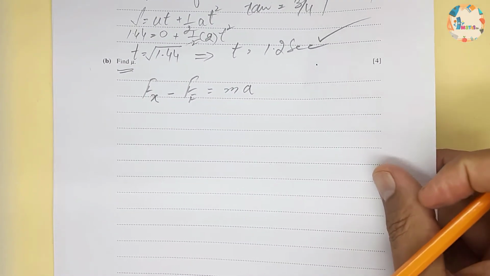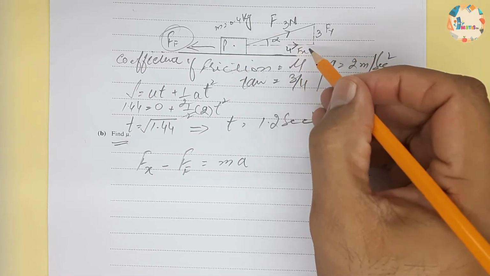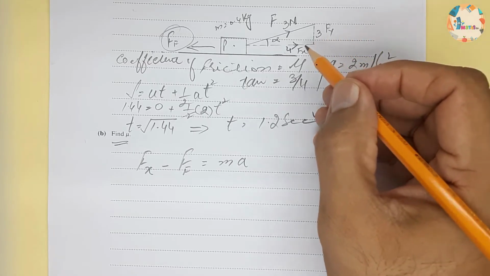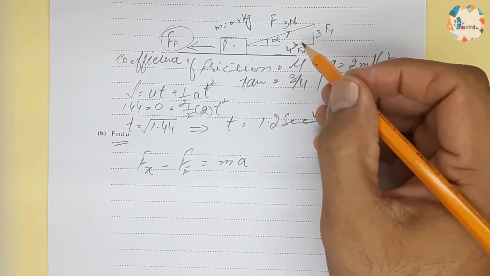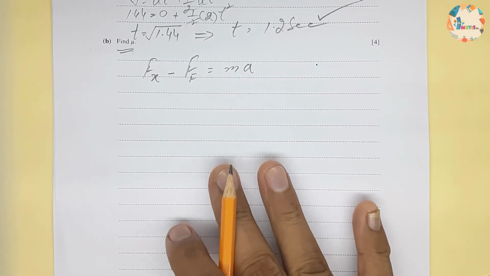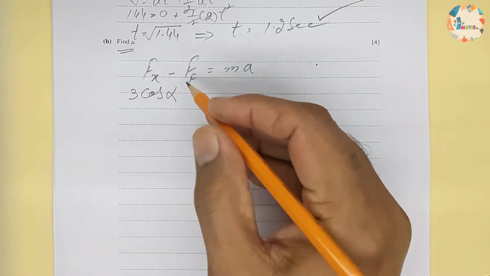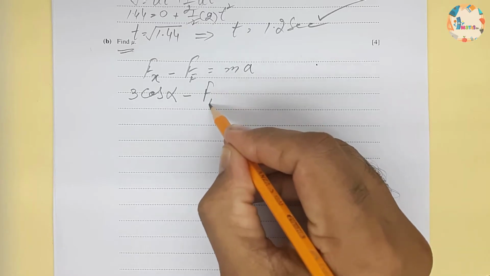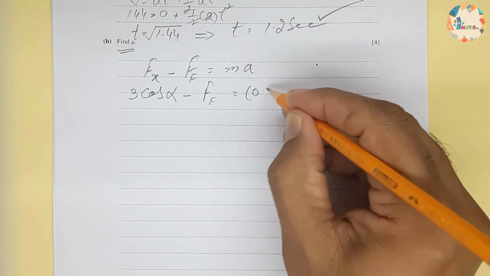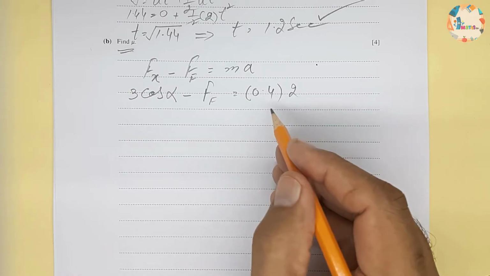So Fx, from this equation, will be 3 cos theta. Basically this will be 3 cos theta. This is the 3 force, so cos of alpha, basically the angle is alpha, so 3 cos alpha will be the Fx value. So we will write 3 cos alpha minus force of friction is equal to mass. Mass is given, which is 0.4, and a is given, which is 2. So we have replaced all the values.